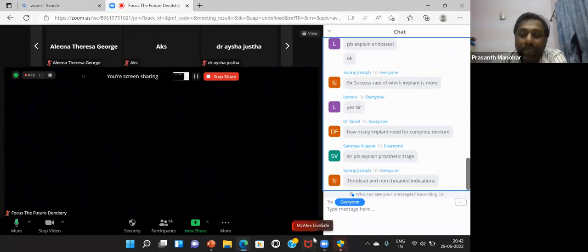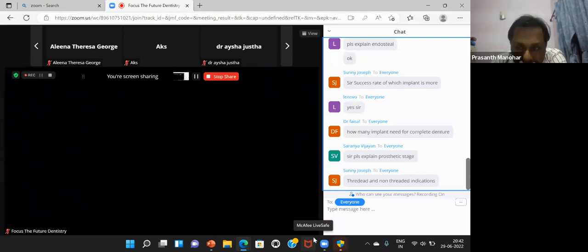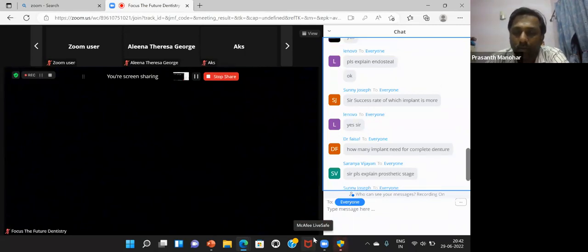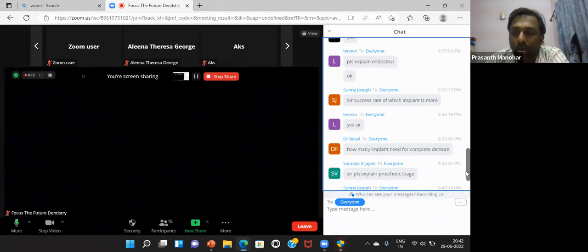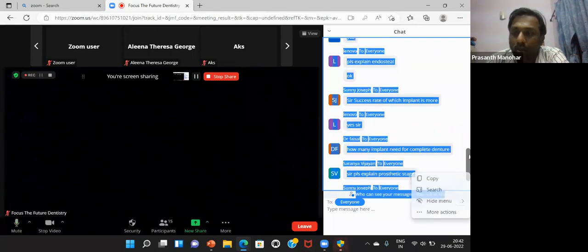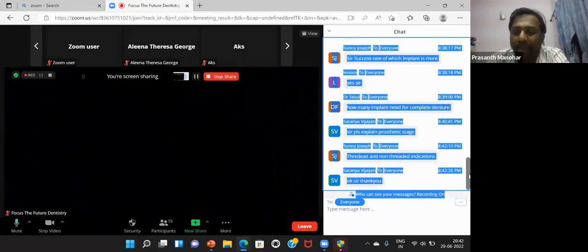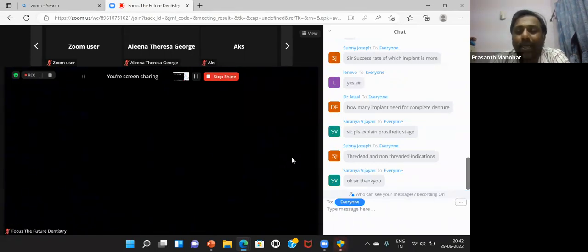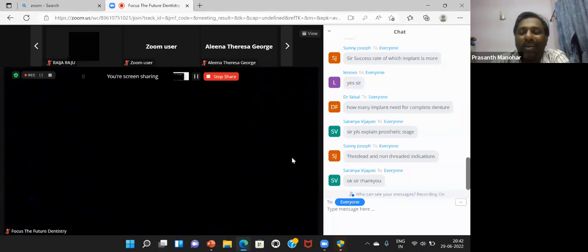So, threaded and non-threaded indications. See, these are two types basically. Non-threaded implants are not available nowadays. Clear? Threaded implants are only available nowadays. Understood? Because thread is required for primary stability. Initially, only the companies used to promote non-threaded ones. Nowadays, we have only threaded ones. We don't have non-threaded ones.